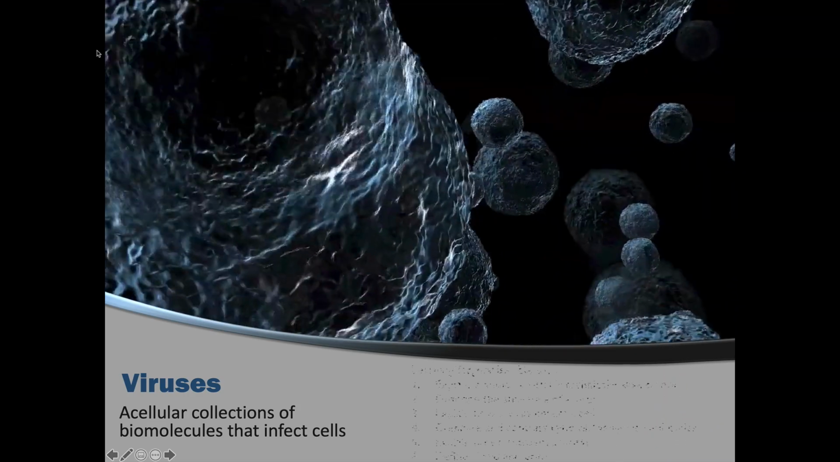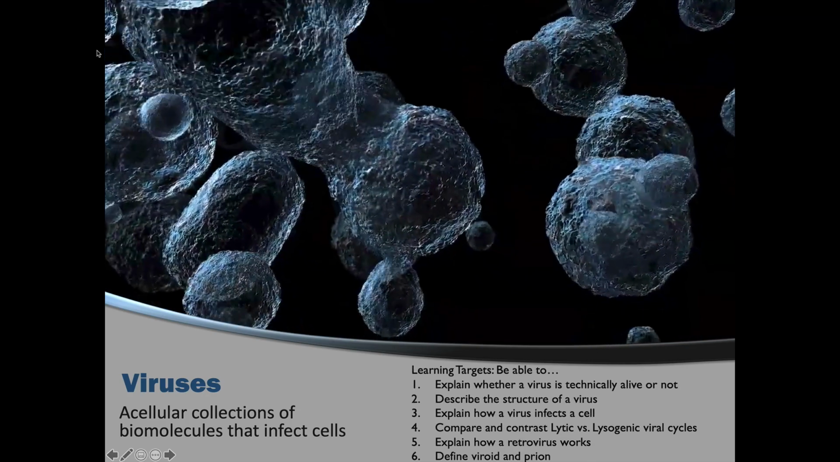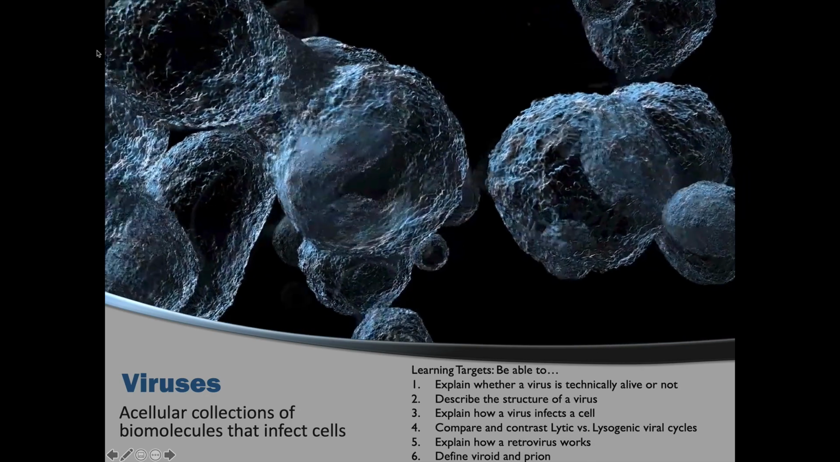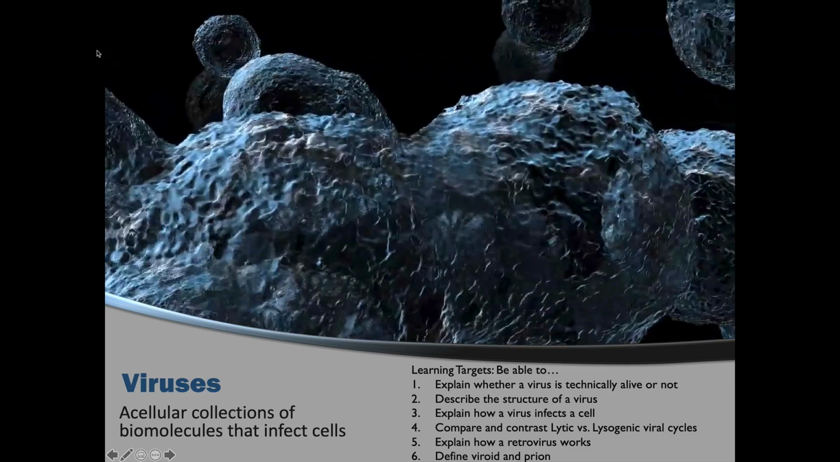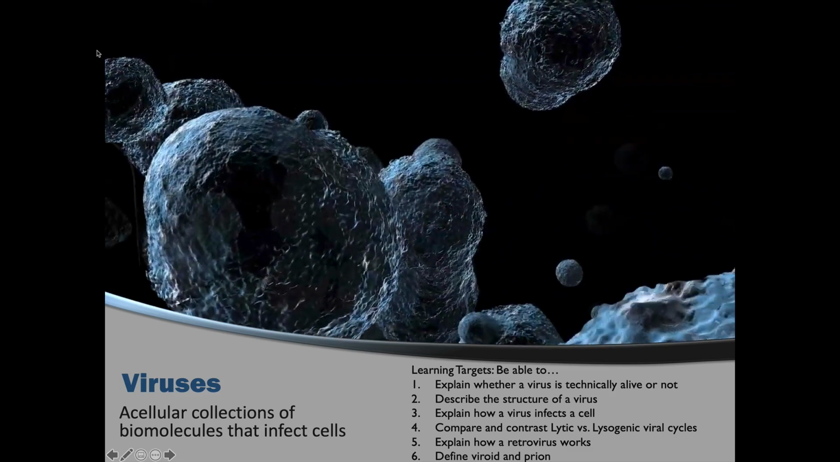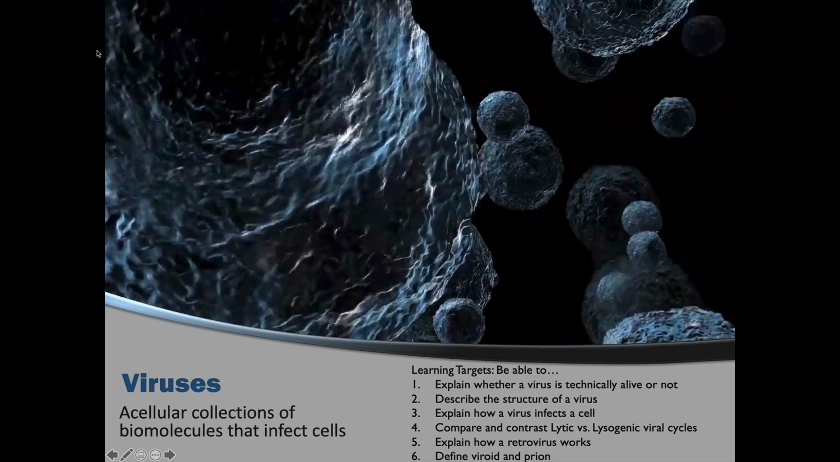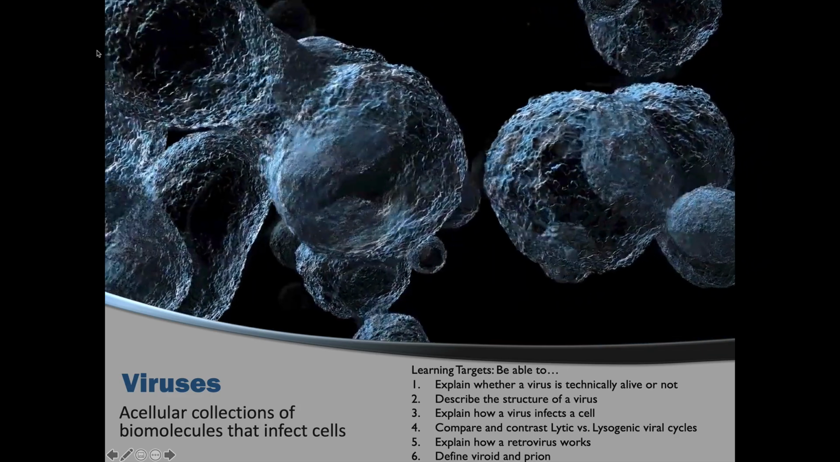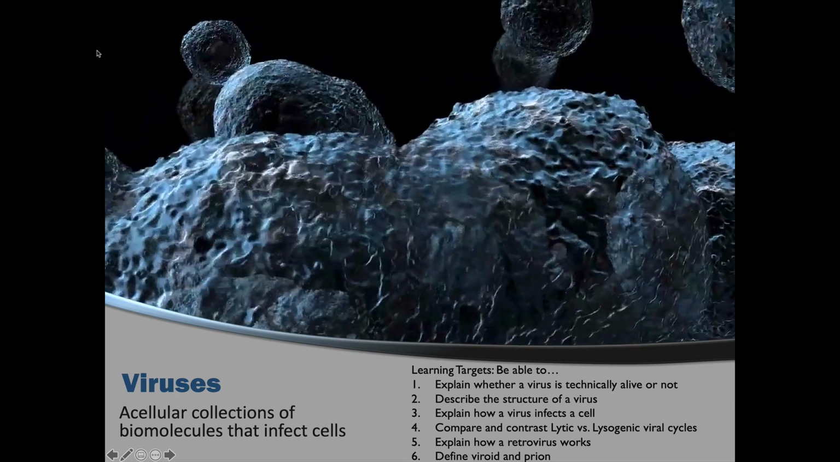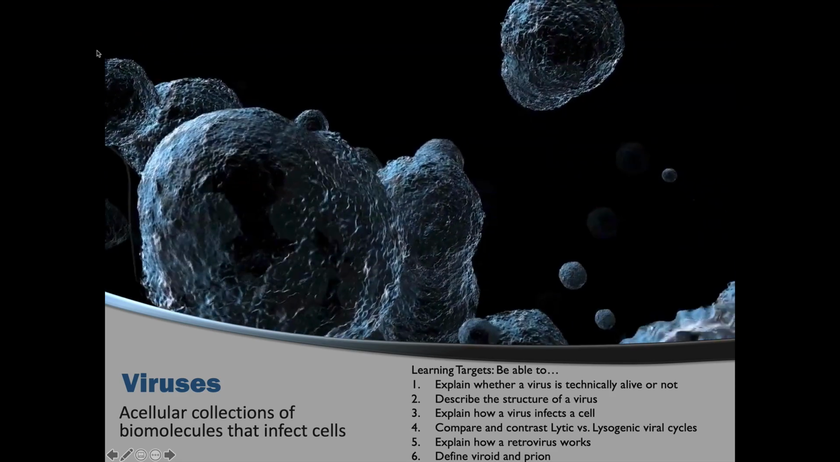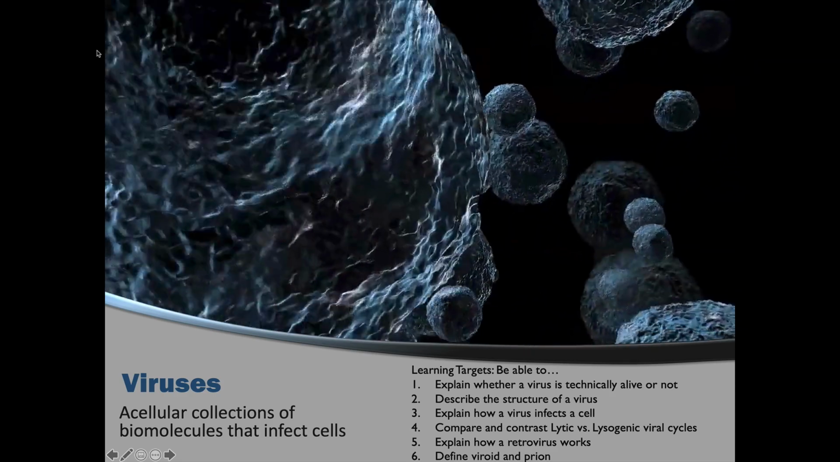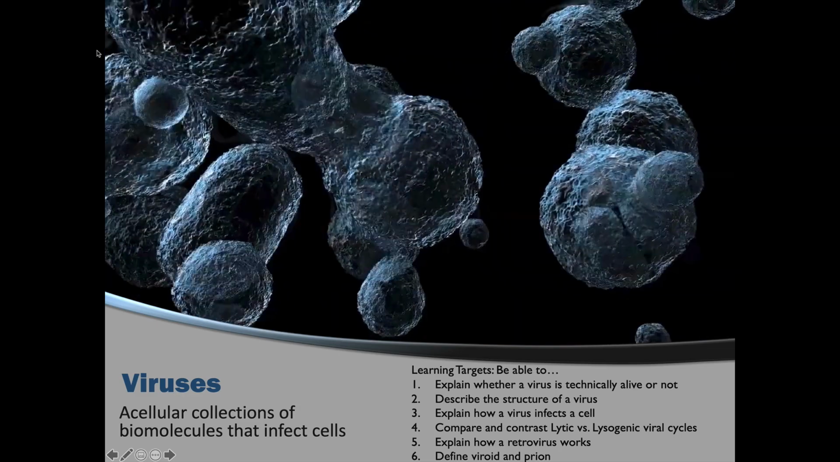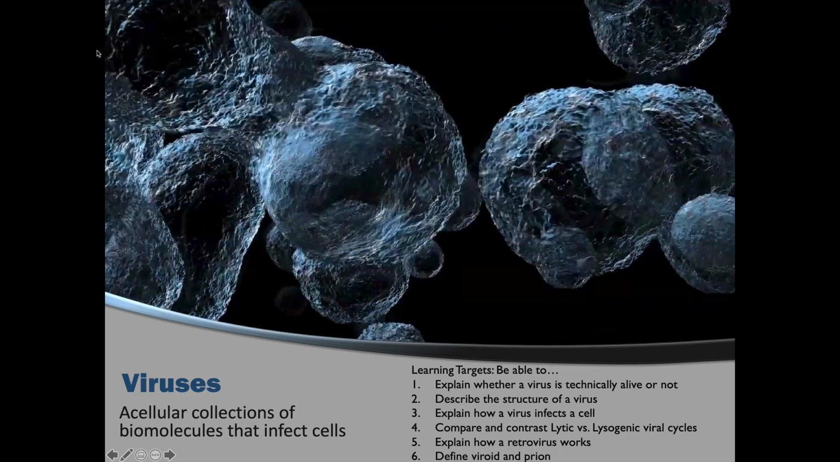Let's take a look at the learning targets of what we're supposed to know by the end of today's lecture. First, explain whether a virus is technically alive or not. 2, describe the structure of a virus. 3, explain how a virus infects a cell. 4, compare and contrast lytic versus lysogenic viral cycles. 5, explain how a retrovirus works. And 6, define viroid and prion.